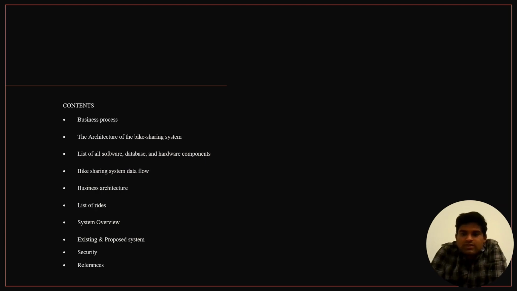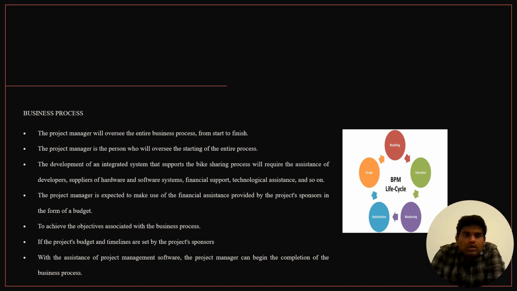What are the contents of this bike sharing system? First of all, the business process, the architecture of the bike sharing system, list of all database and hardware components, bike sharing system data flow, business architecture, list of rights, system overview, existing and proposed systems, and security and preferences.